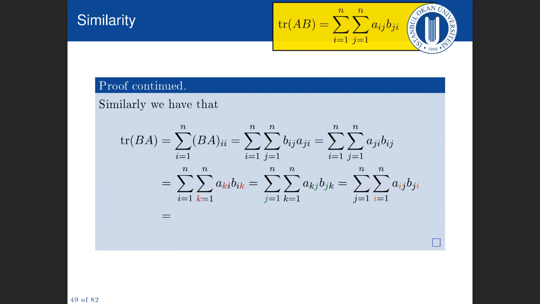There's one small difference here in that we're doing the sum over j first and then the sum over i second, but that doesn't matter because these are finite sums. We can swap the order of these without any problem, and we get the trace of AB.